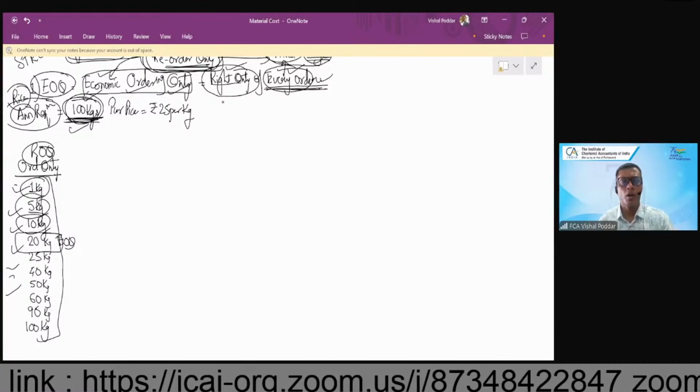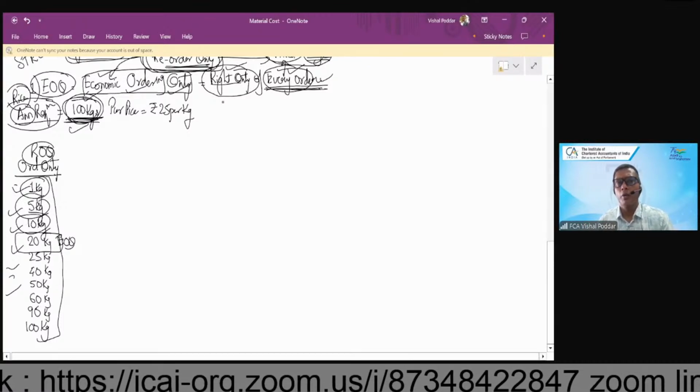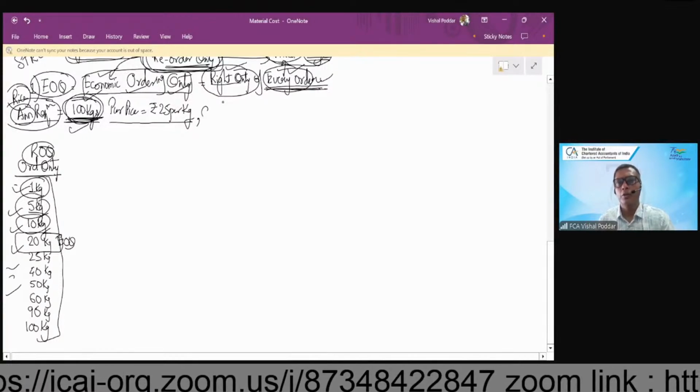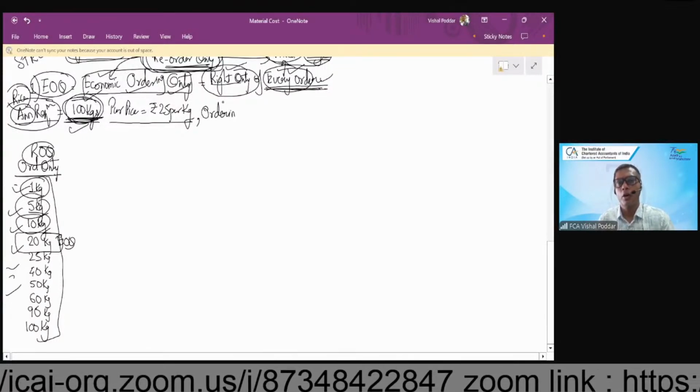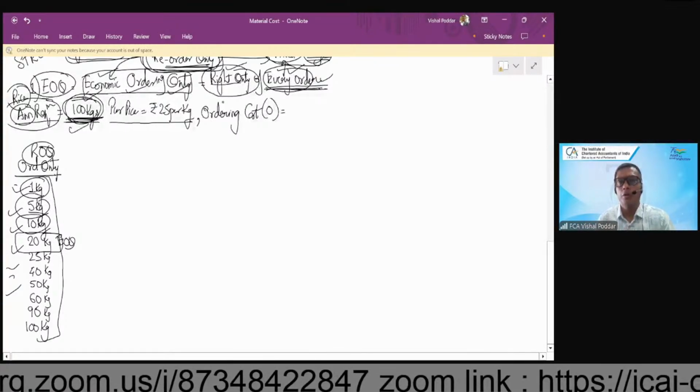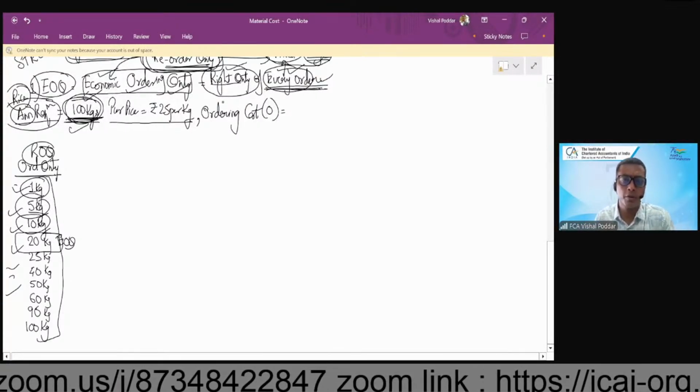So what are the figures? You have your annual requirement, which is 100 kgs. You have the purchase price. Now, there is a concept called ordering cost, and this will be referred to by O. This is not zero, this is O. The short form for this is O.